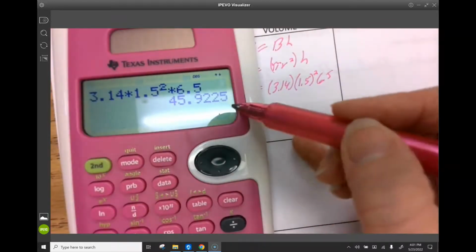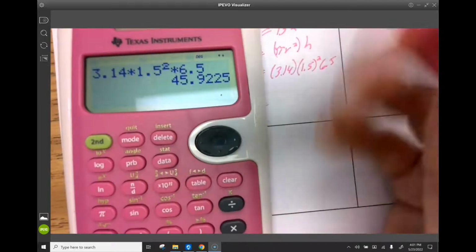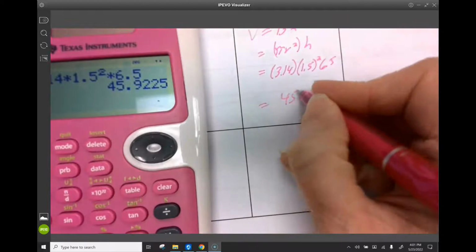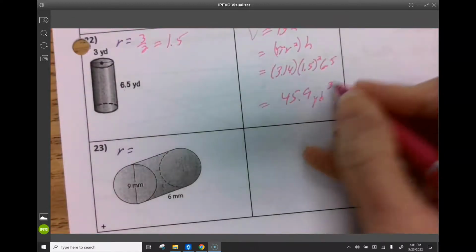Now, see how I did that whole big long thing? On the test, we'll tell you what to round to, but if in doubt, round to the nearest tenth, or check with me. Okay, so that's 45.9. This is volume, so it's yards cubed.